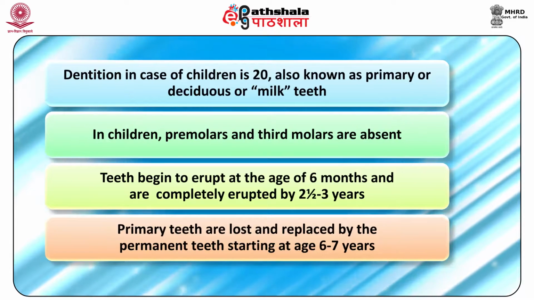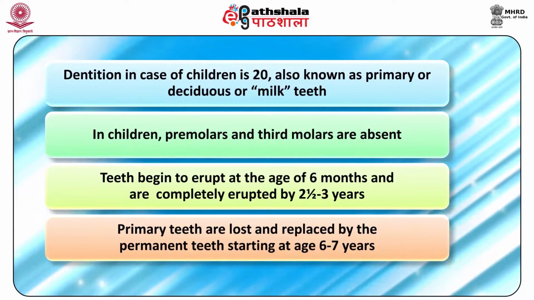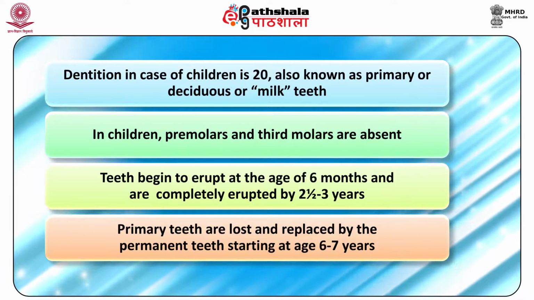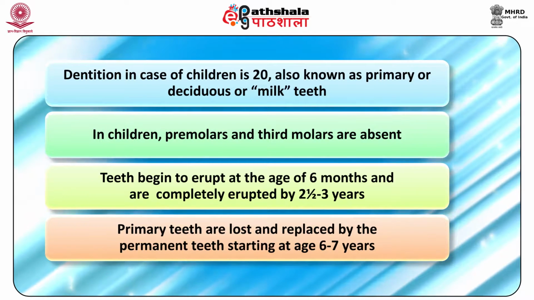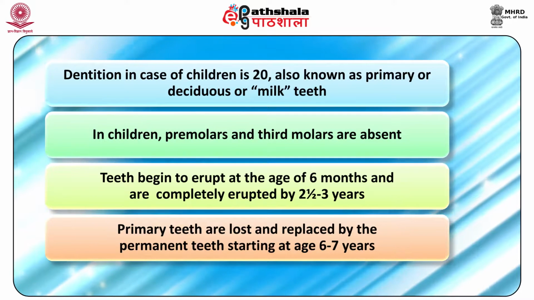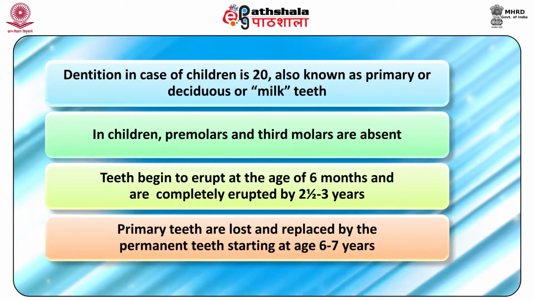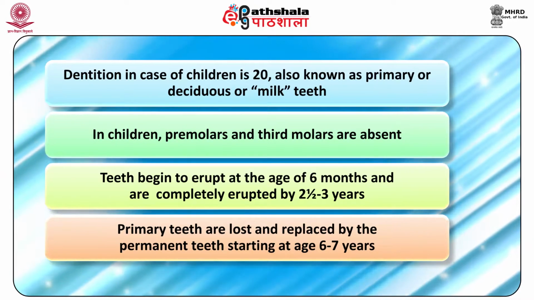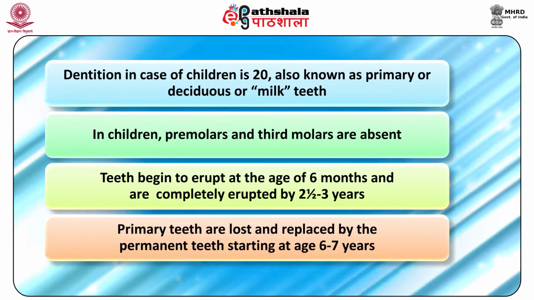The dentition in children is 20 teeth, also known as primary, deciduous or milk teeth. In children, premolars and third molars are absent. These teeth begin to erupt at the age of 6 months and are completely erupted by the age of 2.5 to 3 years. Primary teeth are lost and replaced by the permanent teeth starting at the age of 6 to 7 years. In the universal system, primary teeth are labeled by letters A through T.